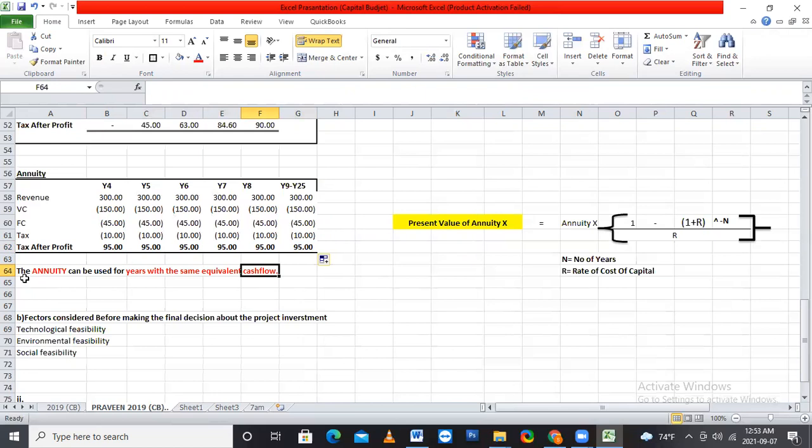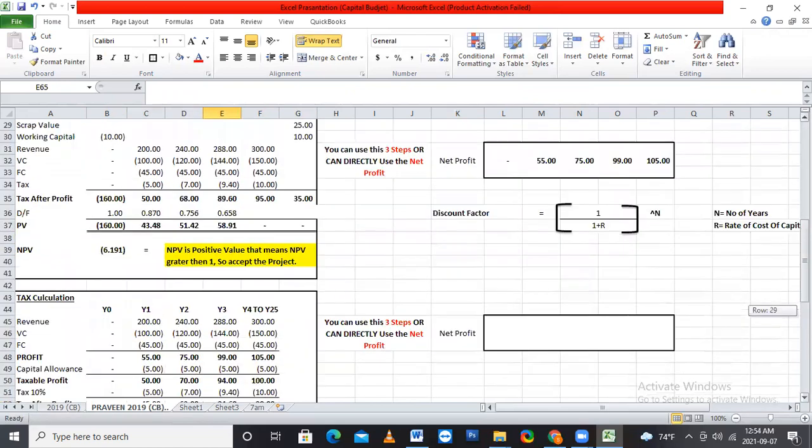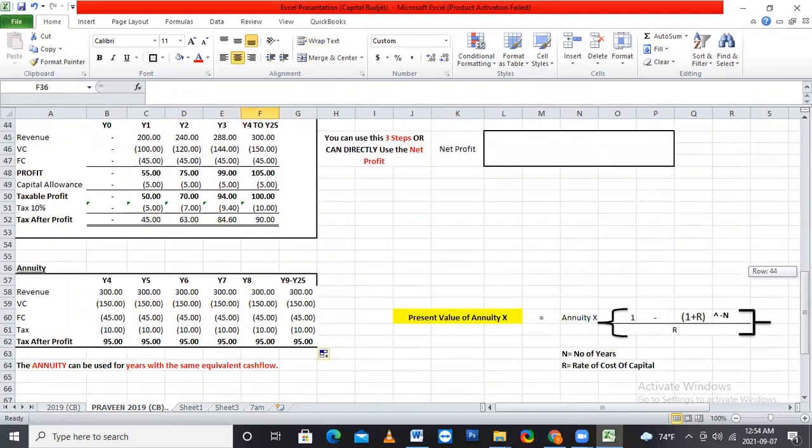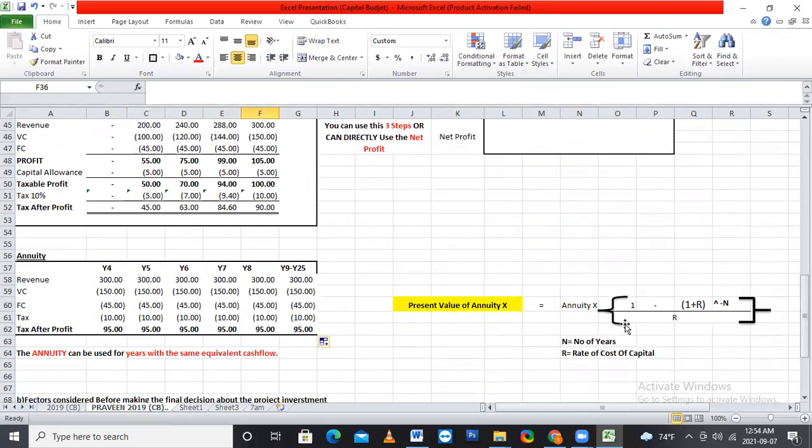That's why I use the term: the annuity can be used for years with the same equivalent cash flow. Here you can see the same equivalent cash flow 300, 300, 300, and the variable cost cash outflow 150 is also the same, fixed cost and tax 10 also the same. So the cash flow is the same. So here we can use the annuity factor.